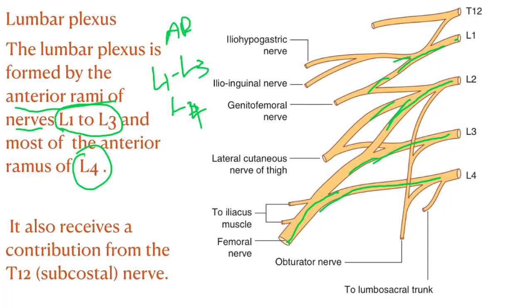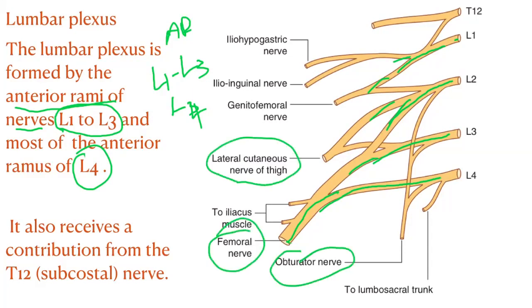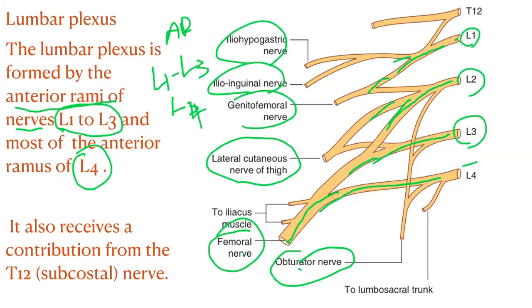So from this plexus, these nerve roots, rami, you see this is the obturator nerve, you know that femoral nerve, lateral cutaneous nerve of the thigh. So these are the nerves of the lower limb, right? These are formed by L1, L2, L3 and upper part of L4. It also receives a contribution from T12 or subcostal nerve, just a slight twig. We call it a twig of nerve.